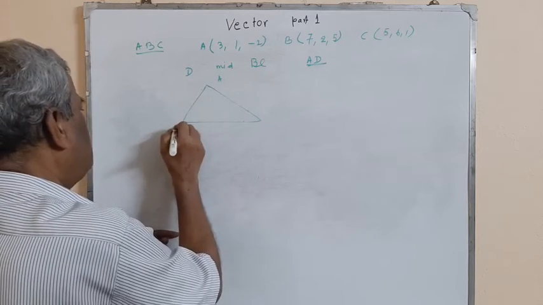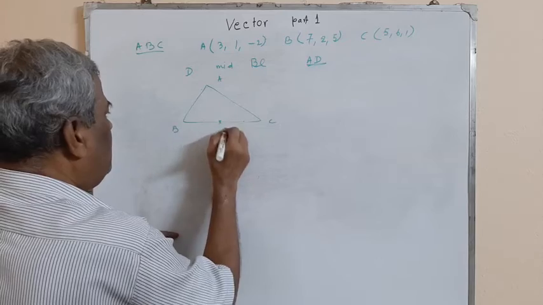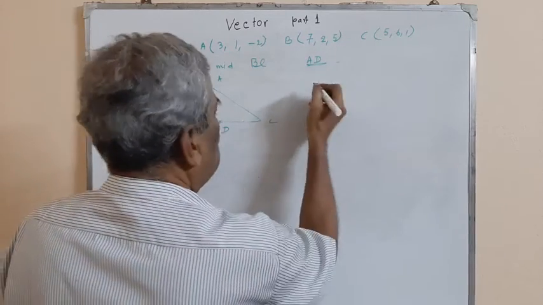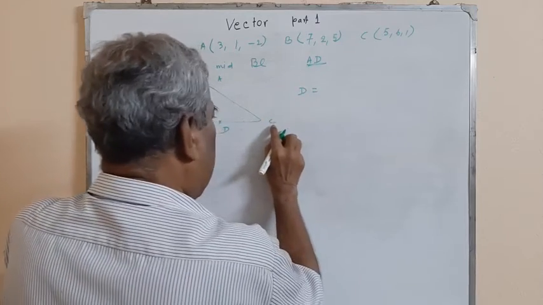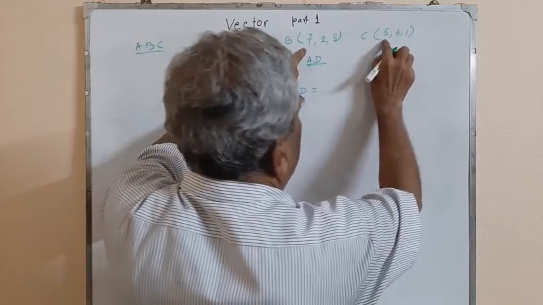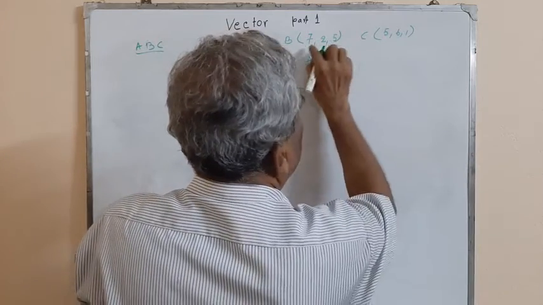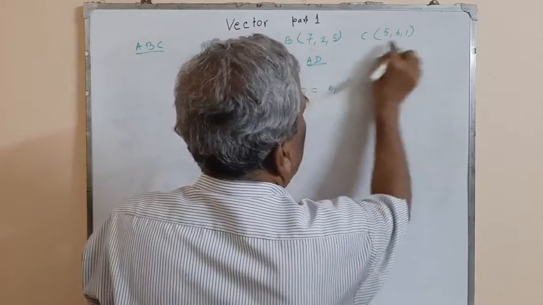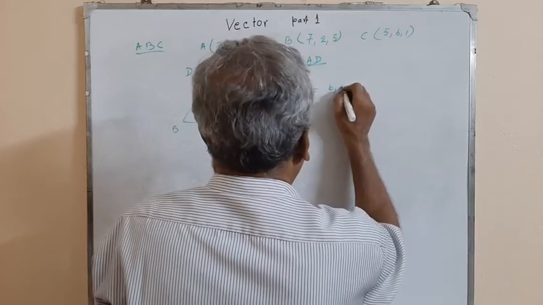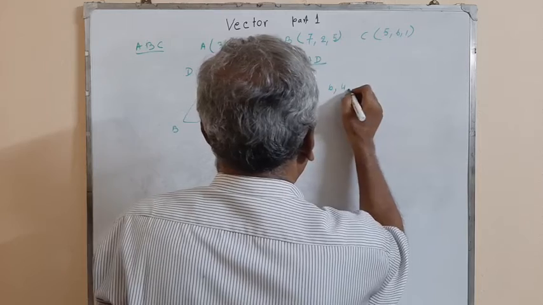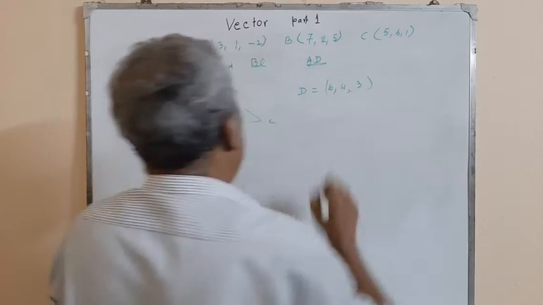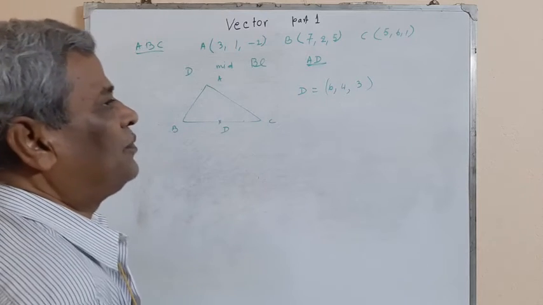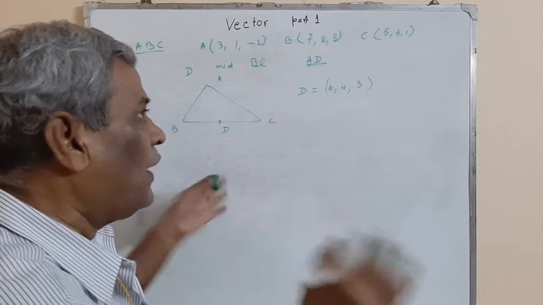Suppose this is A, this is B, this is C. So D is the midpoint of BC. B and C are given. So the coordinate of D will be the midpoint of B and C. That is, this plus this divided by 2. It is 7 plus 5, that is 12 by 2, it is 6. 2 plus 6, that is 8 by 2, 4. 5 plus 1, that is 6 divided by 2, 3. So the coordinate of D is known to us. We have to find the unit vector along AD.